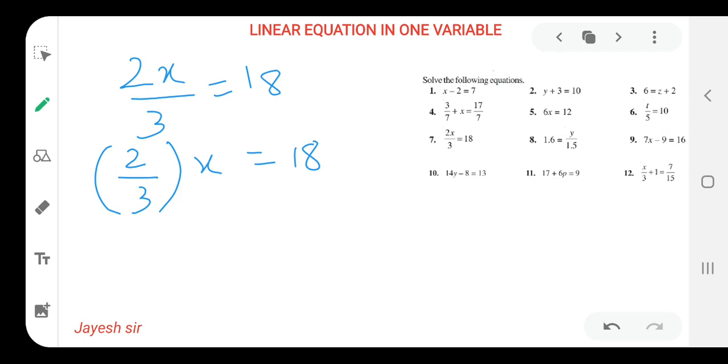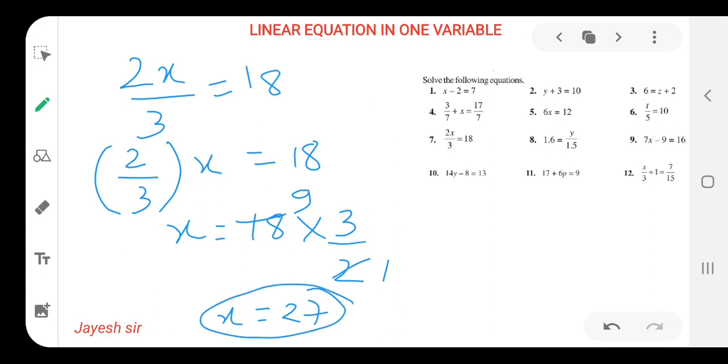Now what can we do? 2 by 3, as per transposition, after going to that side, will become the reciprocal of 2 by 3, which will be 3 by 2. That's called transposition. Now we can cancel by 2. 18 can be cancelled. 2 1s are 2, 2 9s are 18. And we all know how to multiply 9 into 3. That means 27. So our answer is 27. I hope you all are getting it. That's very easy. So let's begin with our eighth sum.